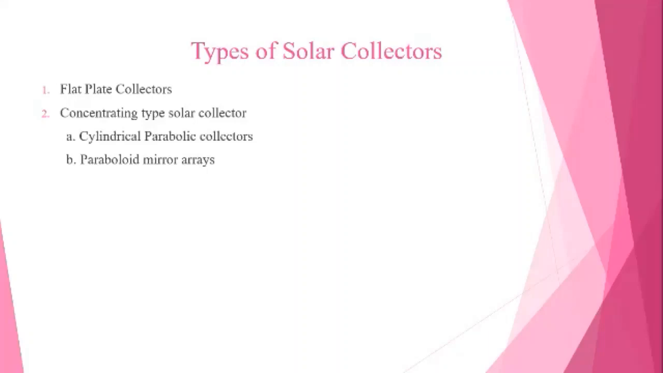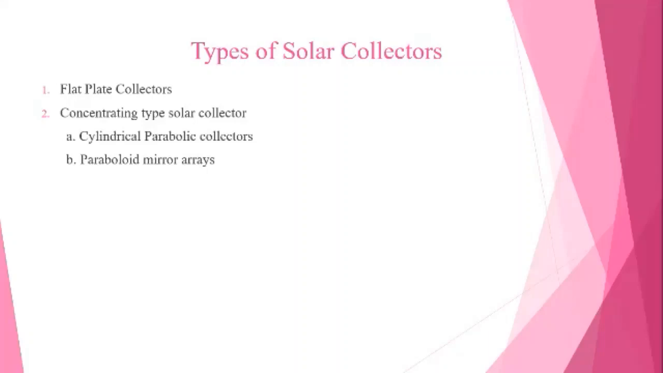So the application range in terms of temperature is increased as compared to flat plate collectors. The temperature range of flat plate collectors is only up to 100 degrees Celsius, but in cylindrical parabolic collectors, the temperature range is 100 degrees Celsius to 300 degrees Celsius. These collectors are used for vapor engines and turbines, process heating in industry, refrigeration, cooking, etc. These are some applications of cylindrical parabolic collectors.